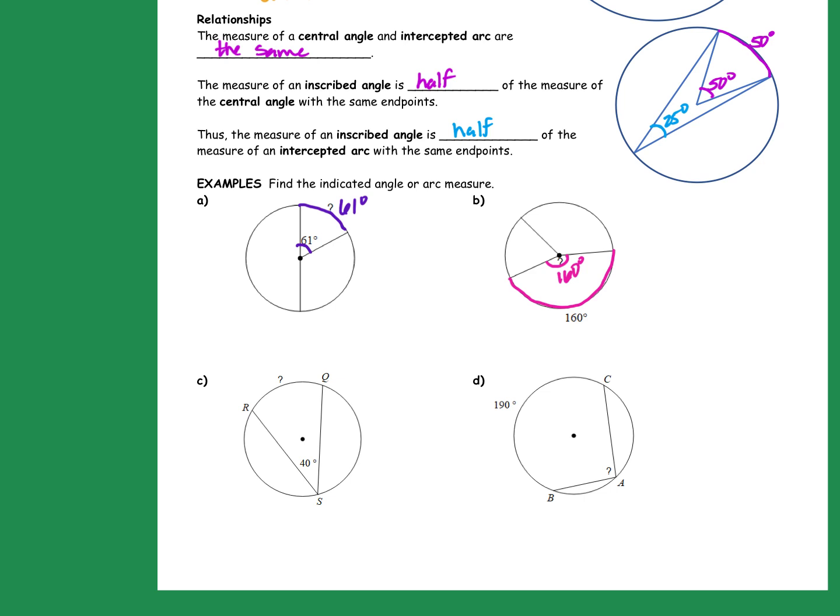Okay, now I have an inscribed angle, and my inscribed angle is 40 degrees. So what does my arc measure? Okay, Jonathan. Thank you.